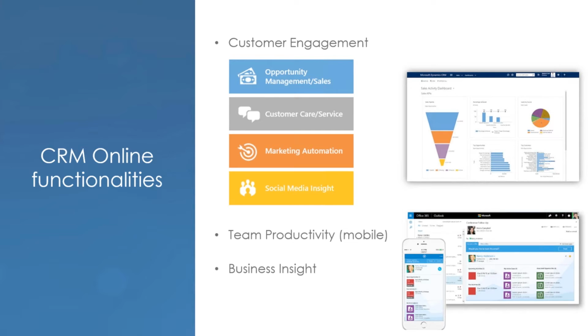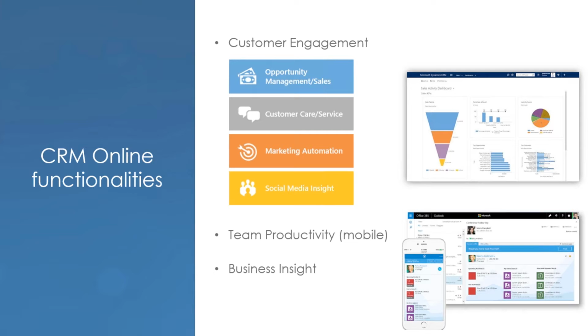The second pillar of this solution is team productivity. One of the great functionalities of CRM Online, the Microsoft version, is that you can get the same experience on your tablet, on your laptop, or on your phone. The last one is business insight. Okay, now that you have a lot of information in one place, let's use it. You're going to get dashboards, you're going to get reports, and with those you can analyze your business and understand how to improve it.